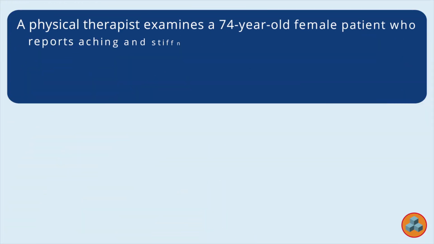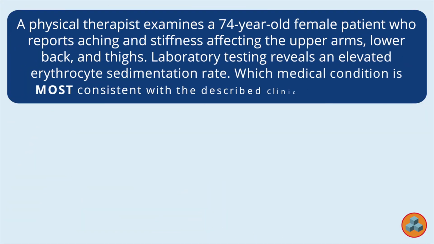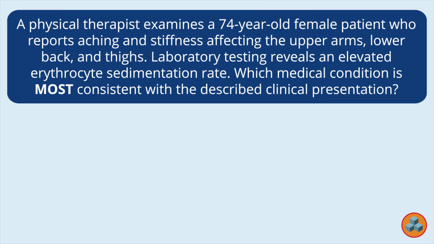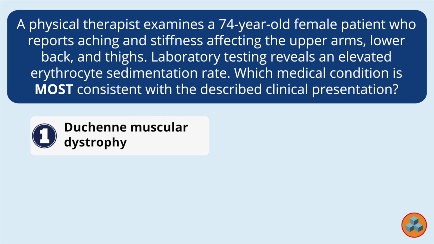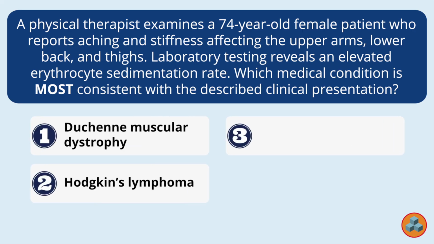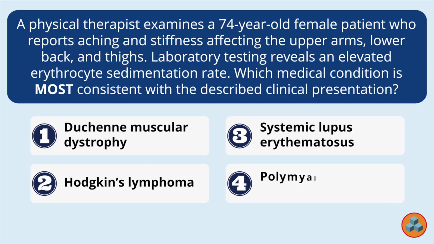A physical therapist examines a 74-year-old female patient who reports aching and stiffness affecting the upper arms, lower back, and thighs. Laboratory testing reveals an elevated erythrocyte sedimentation rate. Which medical condition is most consistent with the described clinical presentation? Option 1, Duchenne muscular dystrophy. Option 2, Hodgkin's lymphoma. Option 3, systemic lupus erythematosus. Option 4, polymyalgia rheumatica.